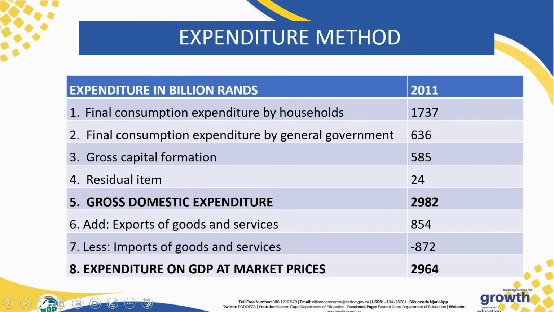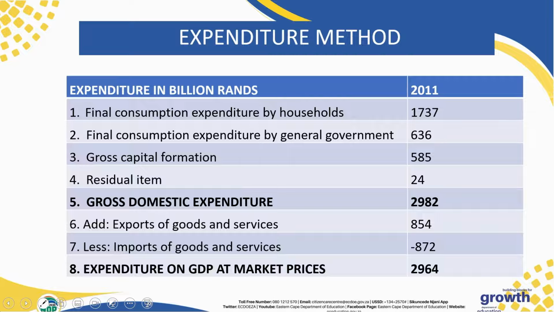When businesses want to expand, when businesses want to invest in capital goods, that particular expenditure will be reflected under the gross capital formation. Then if we add these three, they are supposed to give us the gross domestic expenditure. But now if we look at this, there is no total that is 2982 because there is a shortage of 24. So which means this shortage is an amount that has been undercasted.